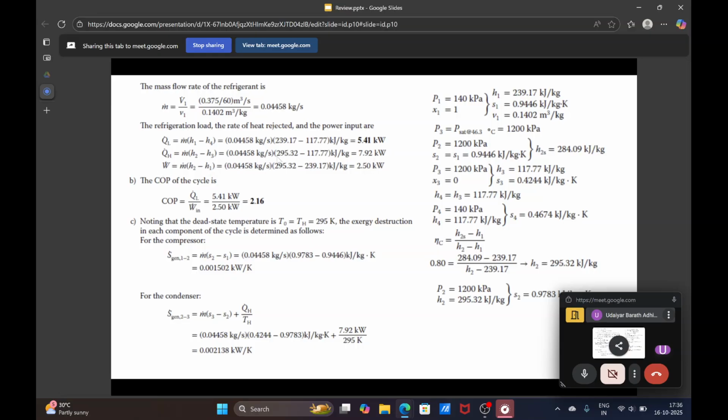So the work done in the cycle to provide this cooling is m dot into H2 minus H1. Substituting the enthalpy and mass values, we get a work done of 2.5 kilowatt. So the COP of the cycle: here our desired output is the cooling requirement to cool the room to minus 10 degrees Celsius. So COP is the cooling load divided by the work input. So QL is 5.41 and W is 2.5. Substituting, we get a COP of 2.16.